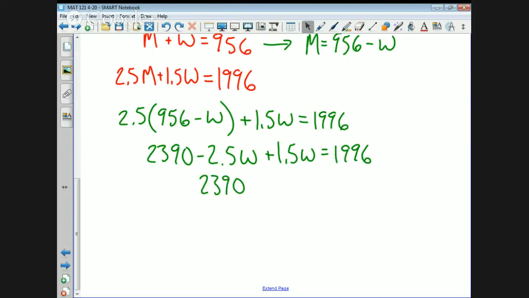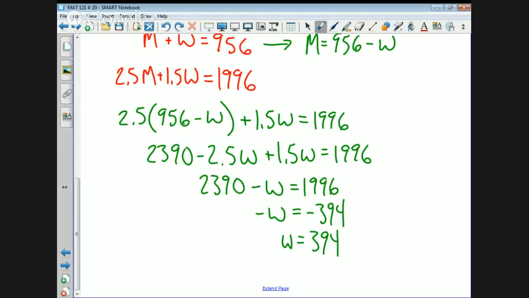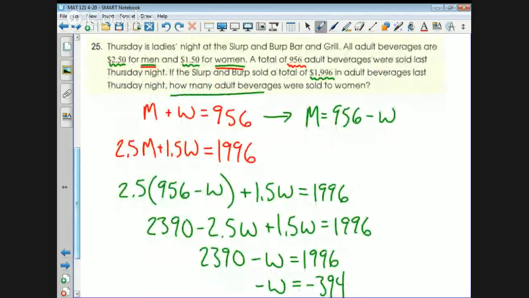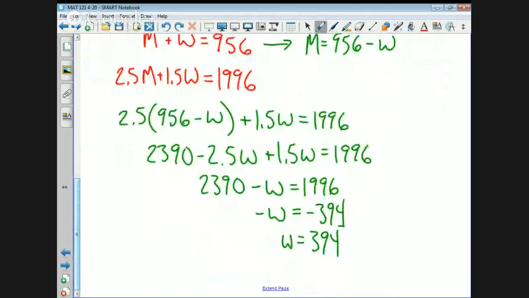Combining my like terms on the left side will give me minus W, since minus 2.5 plus 1.5 will be minus 1. I will subtract 2390 from each side. So 1996 minus 2390 will equal negative 394. And that means that W, the women, will equal 394. And is that what we wanted? Yeah. How many adult beverages were sold to women? 394 drinks were sold to women, which means that the other 500 and some change were sold to men. Terrible with the subtraction today.